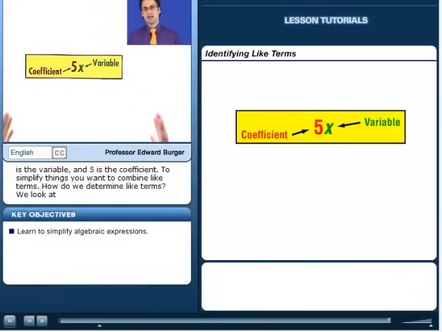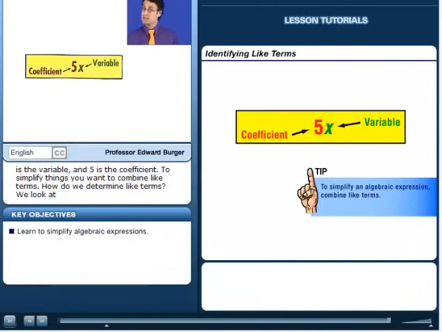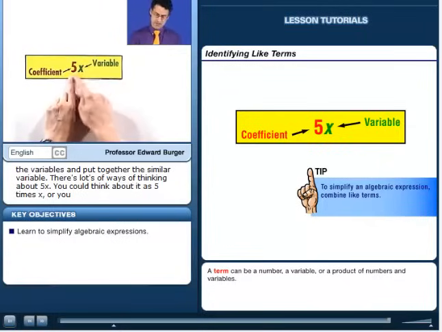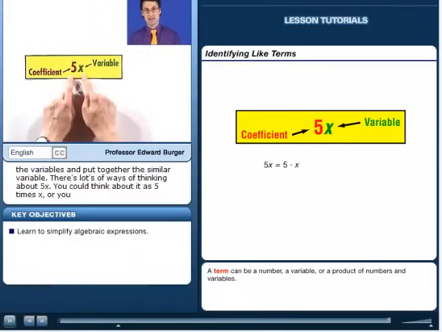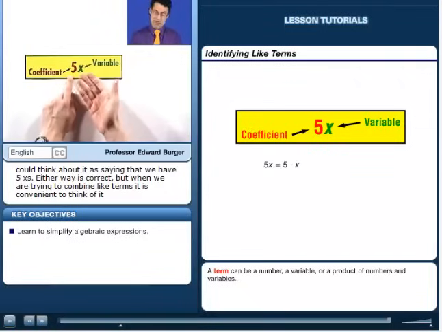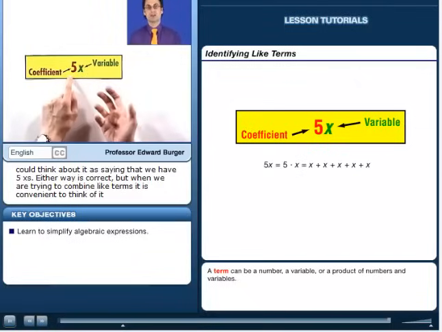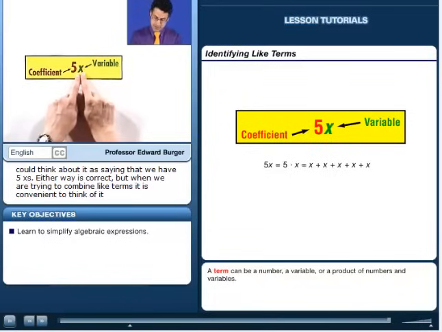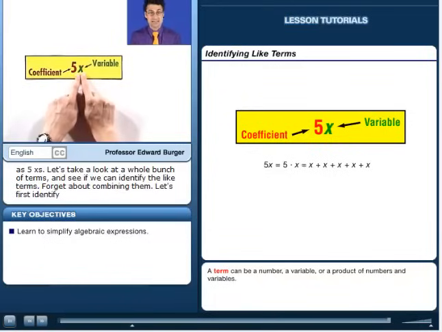And when you want to try to simplify things, what we want to do is try to combine like terms. And how do we determine like terms? We look at the variables and put together the similar variable. So for example, there's lots of ways of thinking about 5x. You could think of it as 5 times x, or you could think about it as saying that we have 5 x's. Either way is correct, but when we're trying to combine like terms, it will be convenient to figure out that this is actually 5 x's.